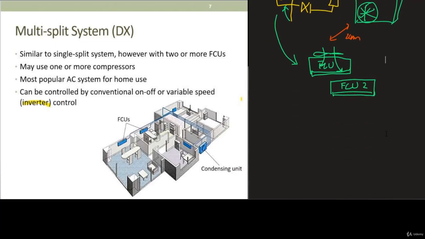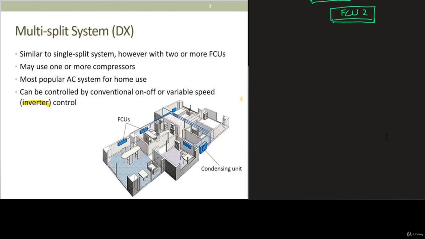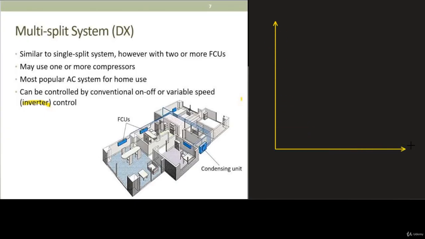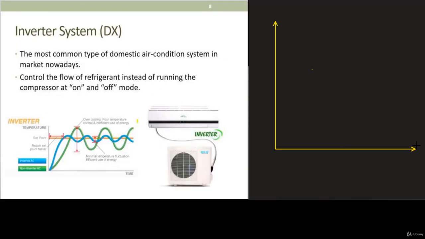If you understand what a VSD, a variable speed drive, is, it's like a variable speed drive for your compressor. So traditionally, in an air conditioning system, how do we control the temperature?